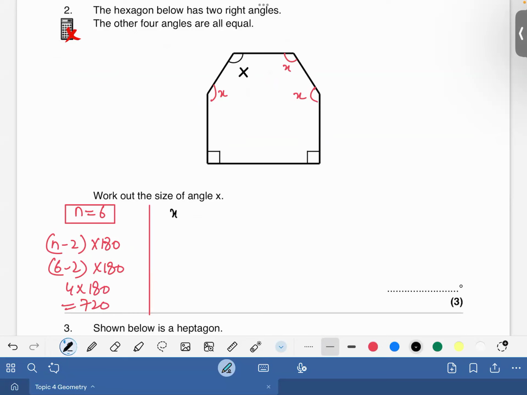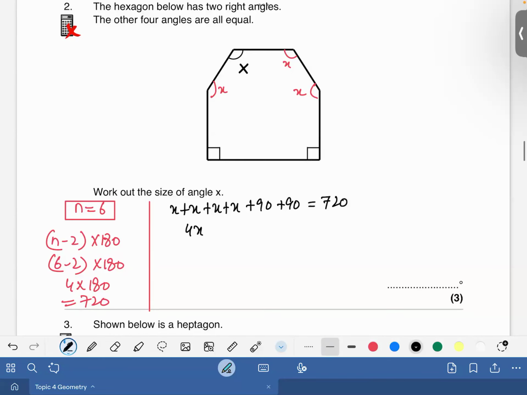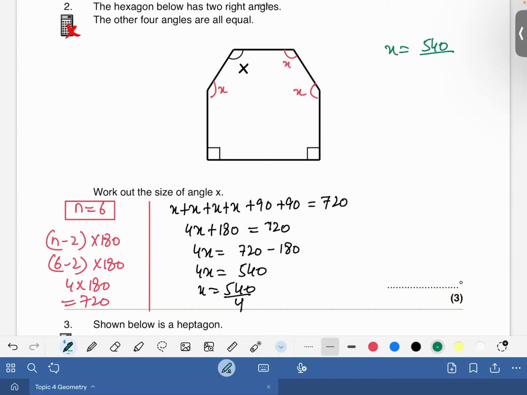So can I say that x plus x plus x plus x plus 90 plus 90 should be equal to 720? Yes, sir. Can I say 4x plus 180 is equal to 720? 720 minus 180 would be 540. So x is equal to 540 divided by 4. Keep halving, so 270 divided by 2. What is 270 divided by 2? 135 degrees each. Am I right?